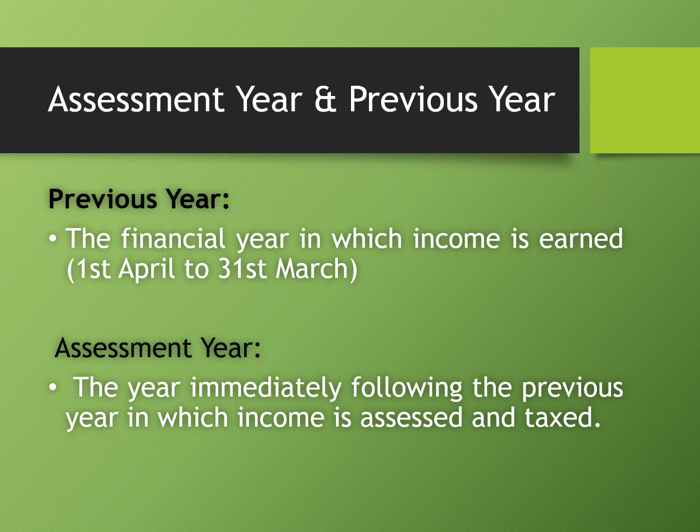So the basic difference between these two is, in the previous year the assessee earns the income. The income is earned in that year, and when that financial year is completed, then in the next year the assessee is liable to pay the tax, or we can say in the next year the income of that assessee is assessed and taxed. So for example, if I have earned suppose rupees 5 lakhs in the financial year 2023-24, then I will pay tax on that 5 lakhs in the year 2024-25. That means 23-24 is the previous year and 24-25 is the assessment year. So previous year always precedes the assessment year. On the other hand, assessment year always succeeds the previous year.